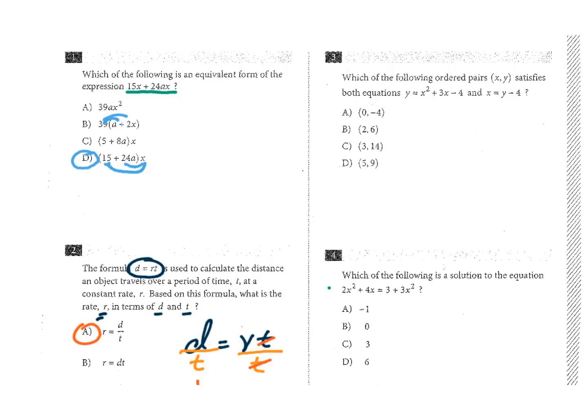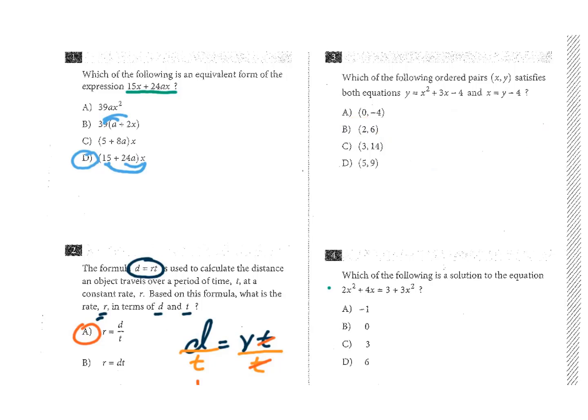After you check B, you know B is the ordered pair you are looking for, because 6 equals 2 squared plus 3 times 2 minus 4. This is true. And also 2 equals 6 minus 4. This is true. That's why B is the solution. This is the easiest way to do that.